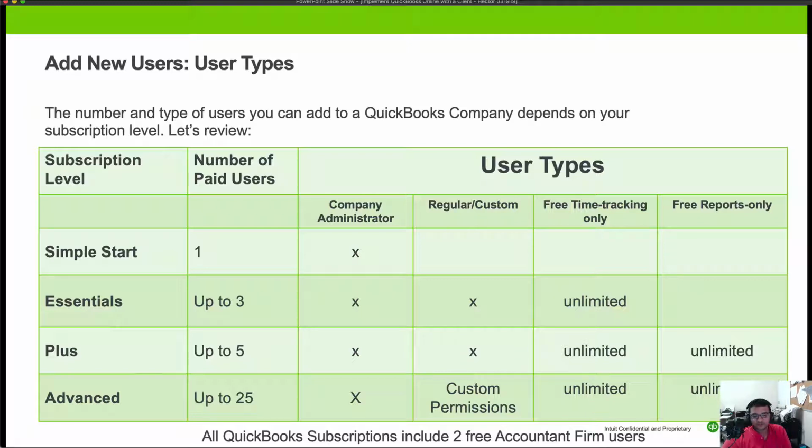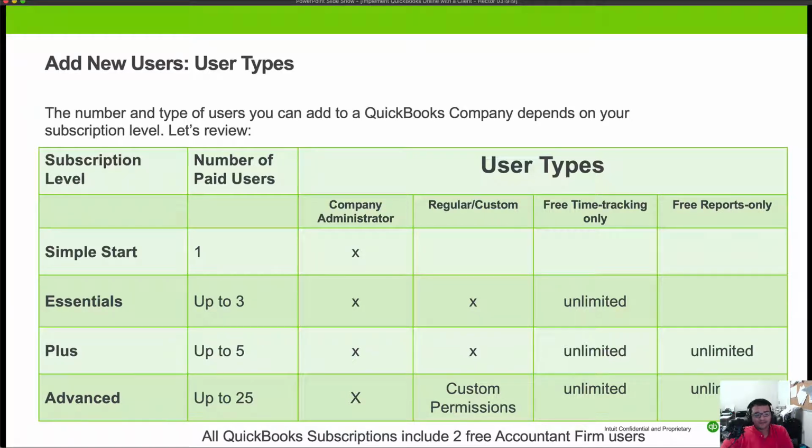Now, if you go to Plus, you're going to have up to 5 users, and you can also create unlimited report-only users. So if you have one user that all they do is look at reports, that's not going to count towards your 5 users. And then on Advanced, you're going to have up to 25 users, and you can also have an additional level of customization for the custom users, and the same unlimited time tracking users and unlimited report-only users.